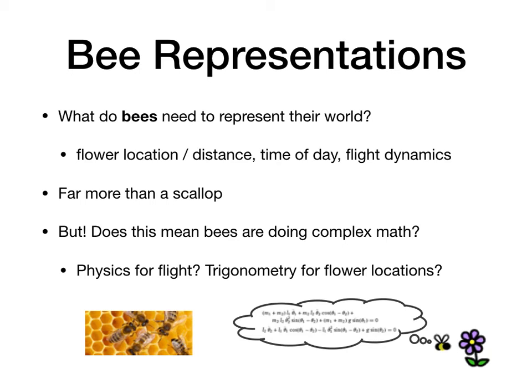That's a lot of stuff compared to the scallop. Scallop was a hyper simple neural entity, but bees, they got more going on, and they have more responsibilities. They have more things they need to be aware of in their environment. But that doesn't mean that bees are doing all the complex math of physics for their flight dynamics and trigonometry for flower locations and all that stuff, right?